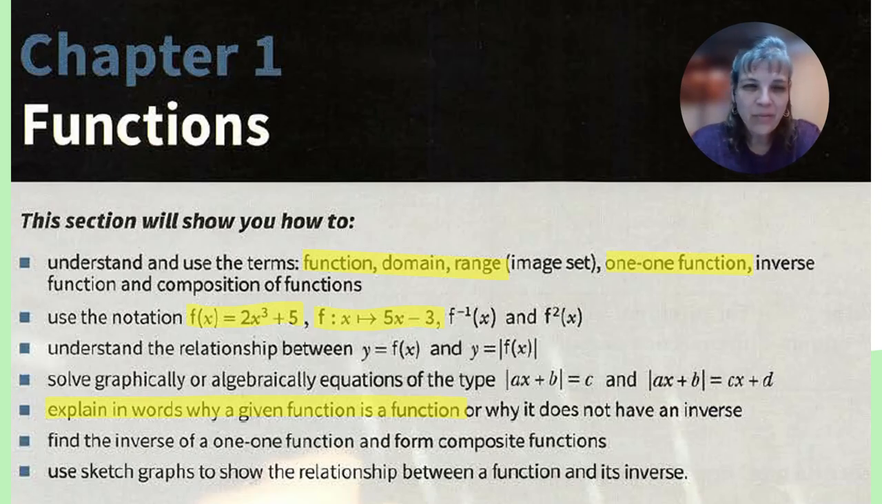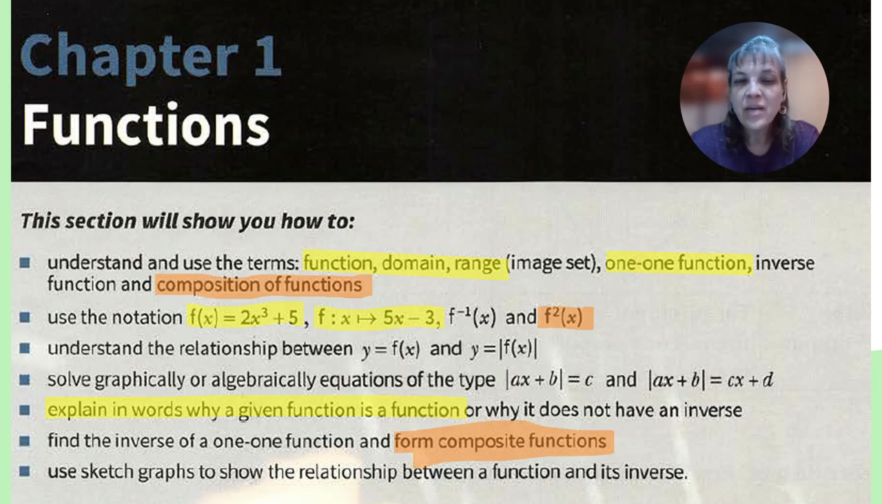Already in this chapter, we have learned what some key terms are: function, domain, range. We've talked about the definition of a function, why something is a function, and we've looked at some of the basic notation ideas. Then we've talked about composite functions and how to notate those and how to solve those.